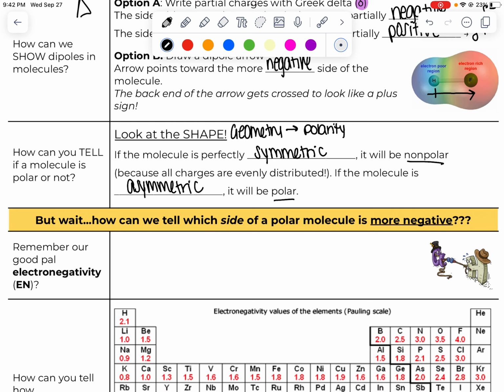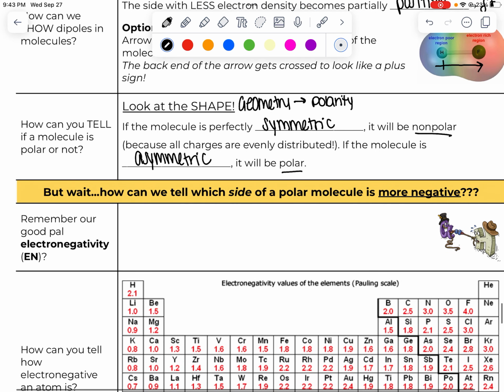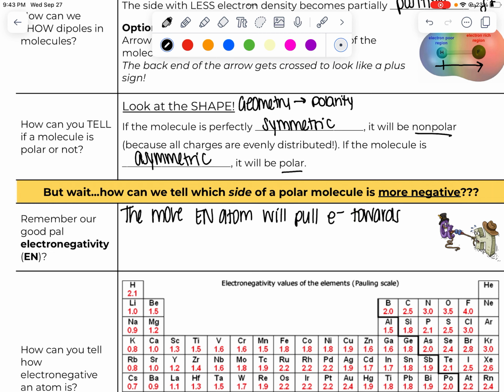So how can you decide which side of a polar molecule is more negative? I kind of already alluded to this, but basically you look for electronegativity. The more electronegative atom will pull electrons towards it. So let me go back to our water example.